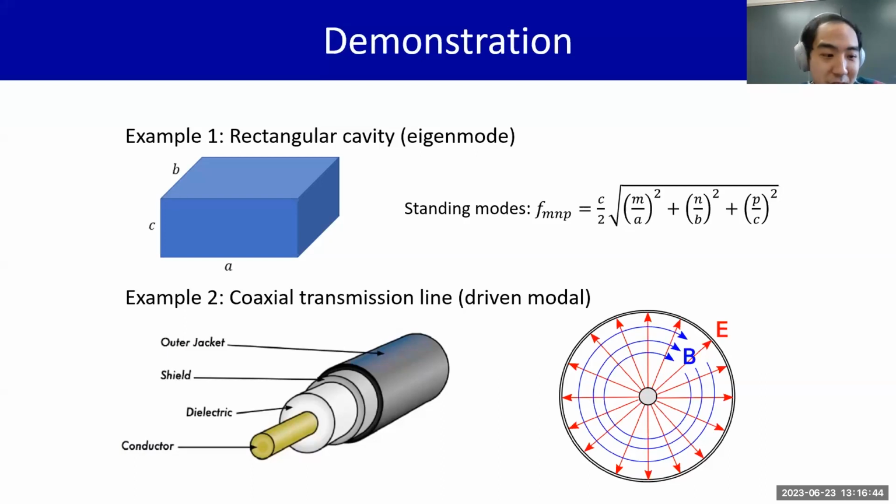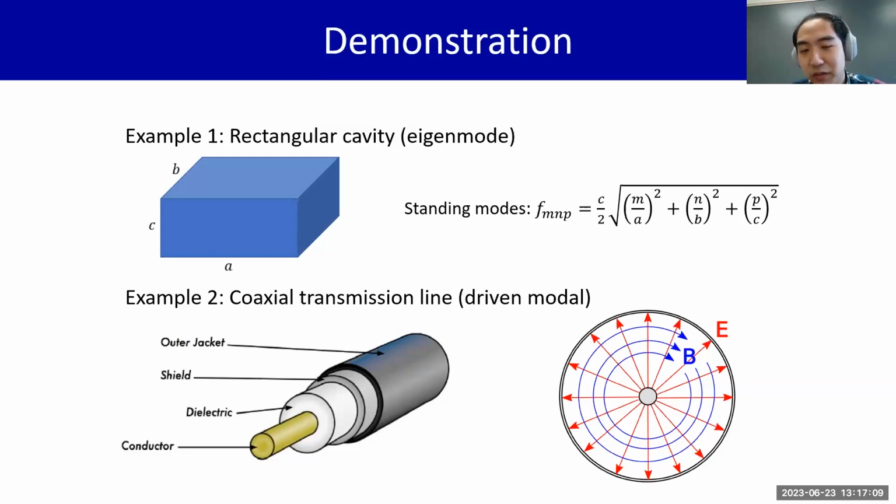So the first example I will do is a rectangular cavity, where I know the standing mode of this cavity is going to look like this. The TE110 mode, defined this way, would be m = 1, n = 1. So I want to see whether HFSS gives me that eigenmode. And the second example is I want to simulate a coaxial transmission line.